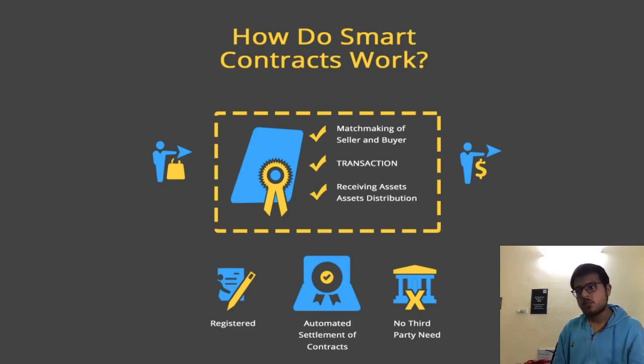How do smart contracts work? They generally match the buyer and the seller. The transaction happens. The digital assets, which can be anything digital, can be transferred between the two entities. So the smart contract removes any third entity involved in the whole system. I repeat, no third party is required in the system. It's all automated, and settlement happens through the code of the agreement that has been generated between the two.